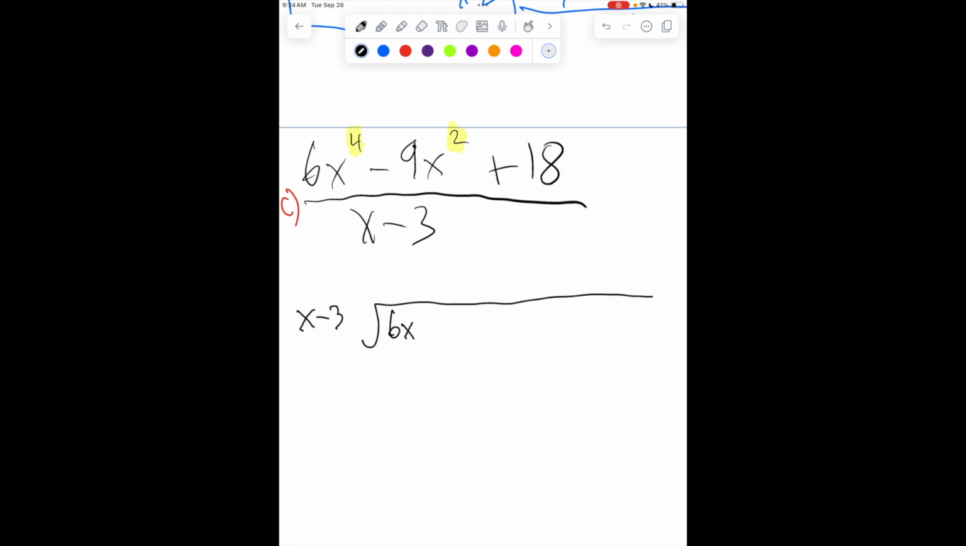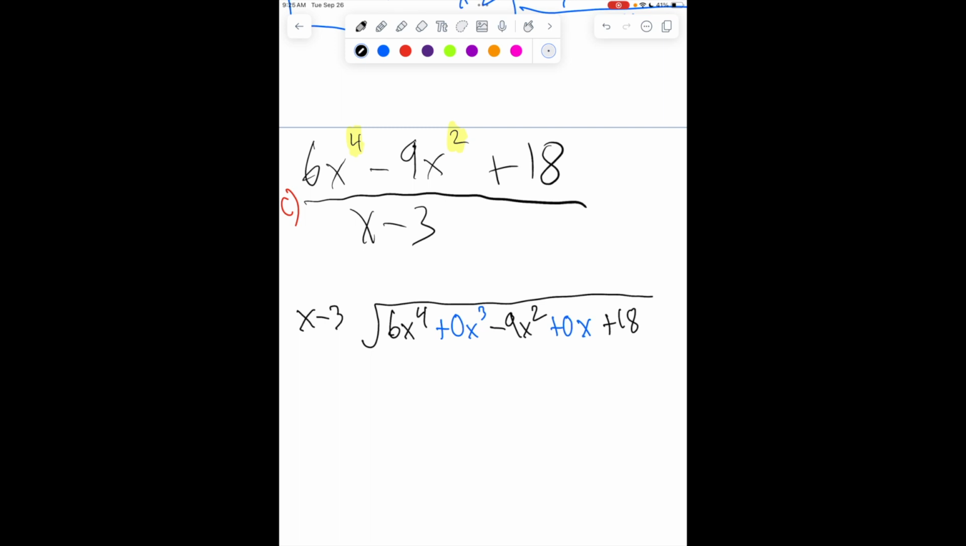I'm still going to put 6x to the fourth, but I need a placeholder for x to the third. So I'm going to go ahead and input 0x to the third minus 9x squared plus 0x, and then I still have plus 18 over here. So you have to put these placeholders in, or else when you're going through your division, you're not going to come up with the correct answer.